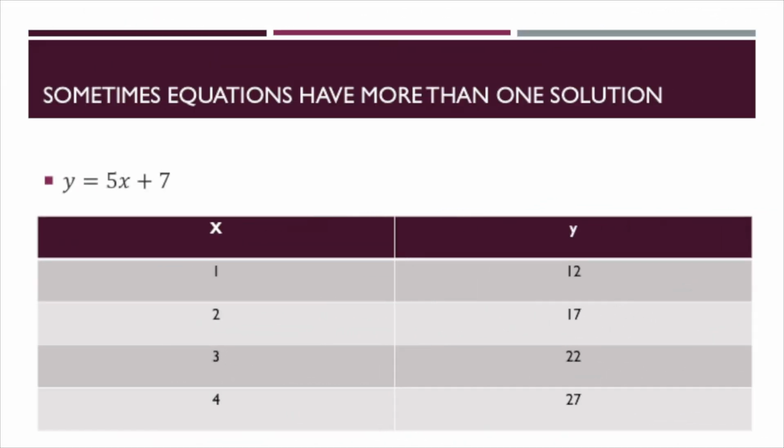So we've been looking at a lot of equations, and what we remember is sometimes equations have more than one solution. So take the equation y equals 5x plus 7. Well, if x is 1, y is 5 plus 7 or 12. If x is 2, then y is 5 times 2, which is 10, plus 7, which is 17. Or if x is 3, it's 3 times 5, which is 15, plus 7 is 22. And then if x is 4, it's 5 times 4, which is 20, plus 7 is 27.